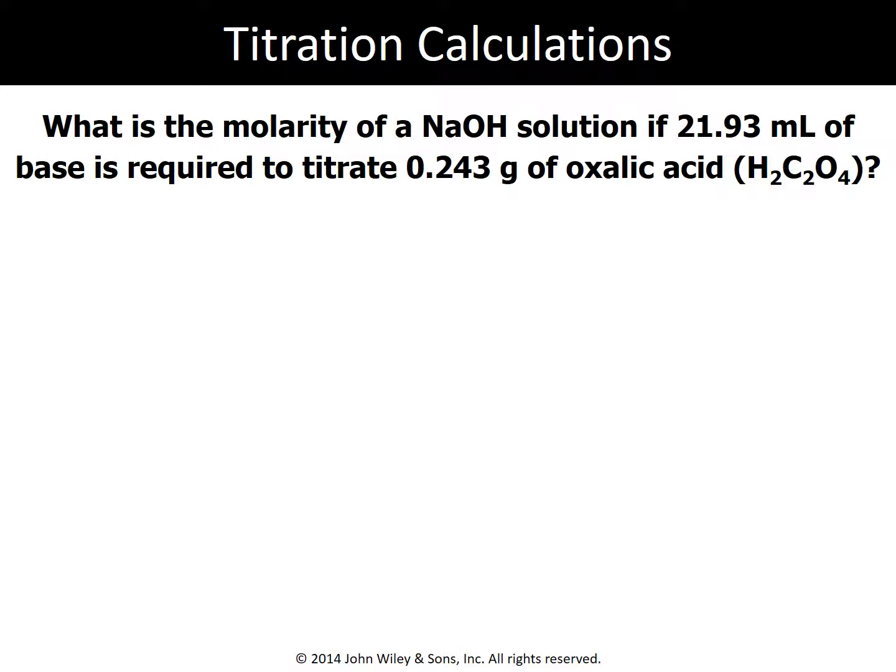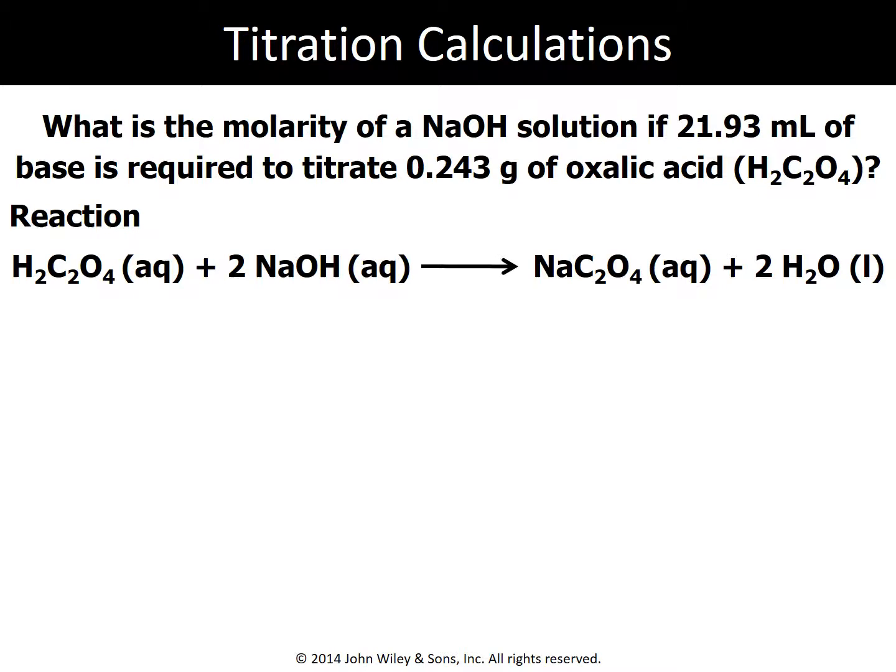Now, here's another example with the same type of question, but what I want to point out here is we're looking at the molarity of an NaOH solution if we have oxalic acid. We can see the formula of oxalic acid is H2C2O4, and that means we're going to need a coefficient of 2 on our NaOH. This is going to be important for the mole-to-mole ratio that we'll set up in a second.